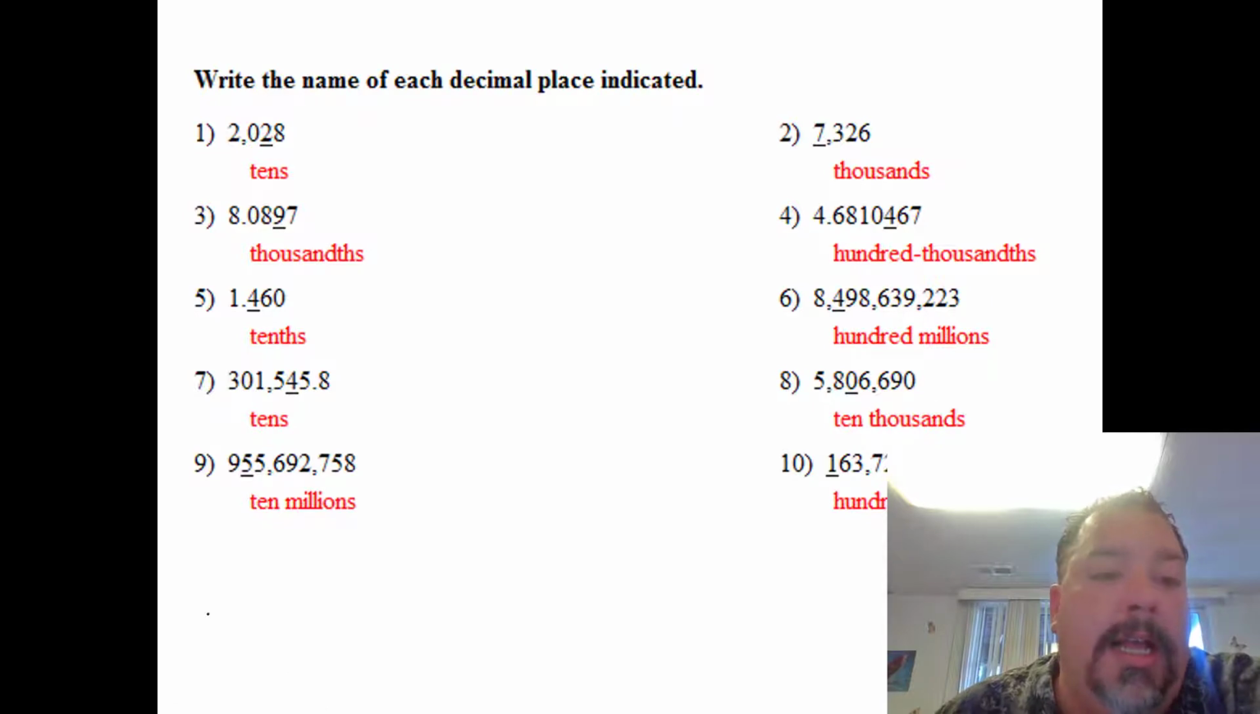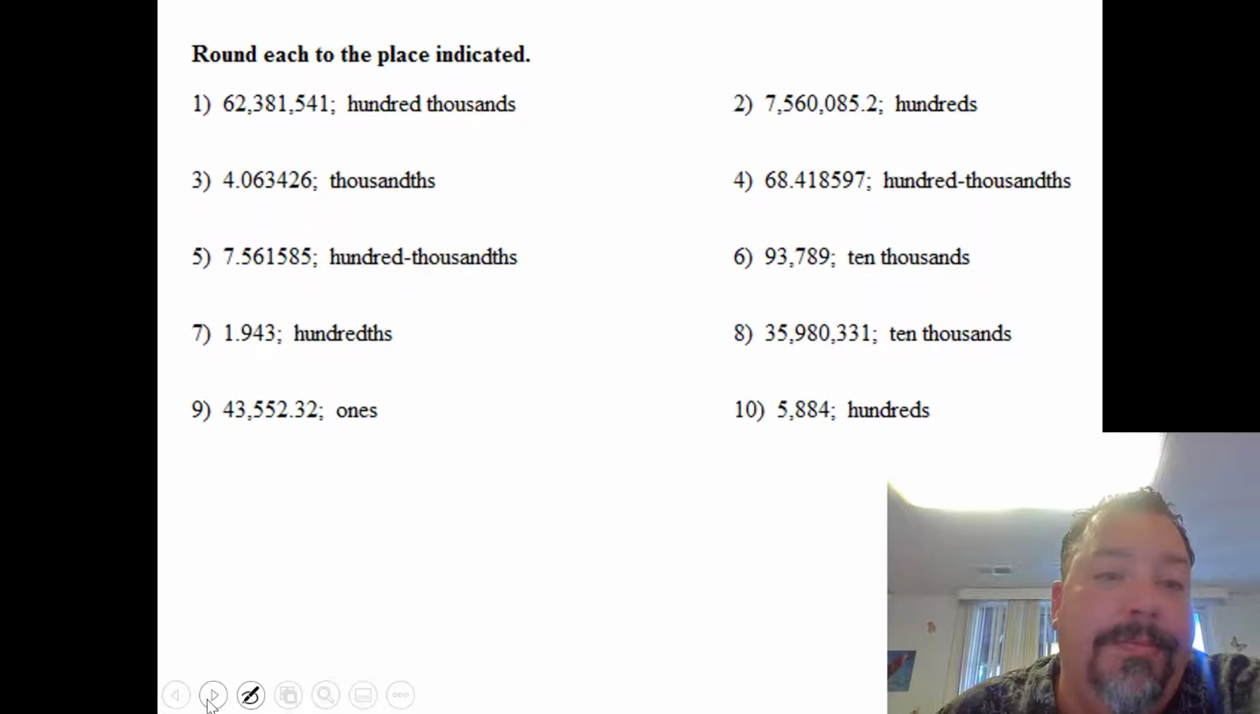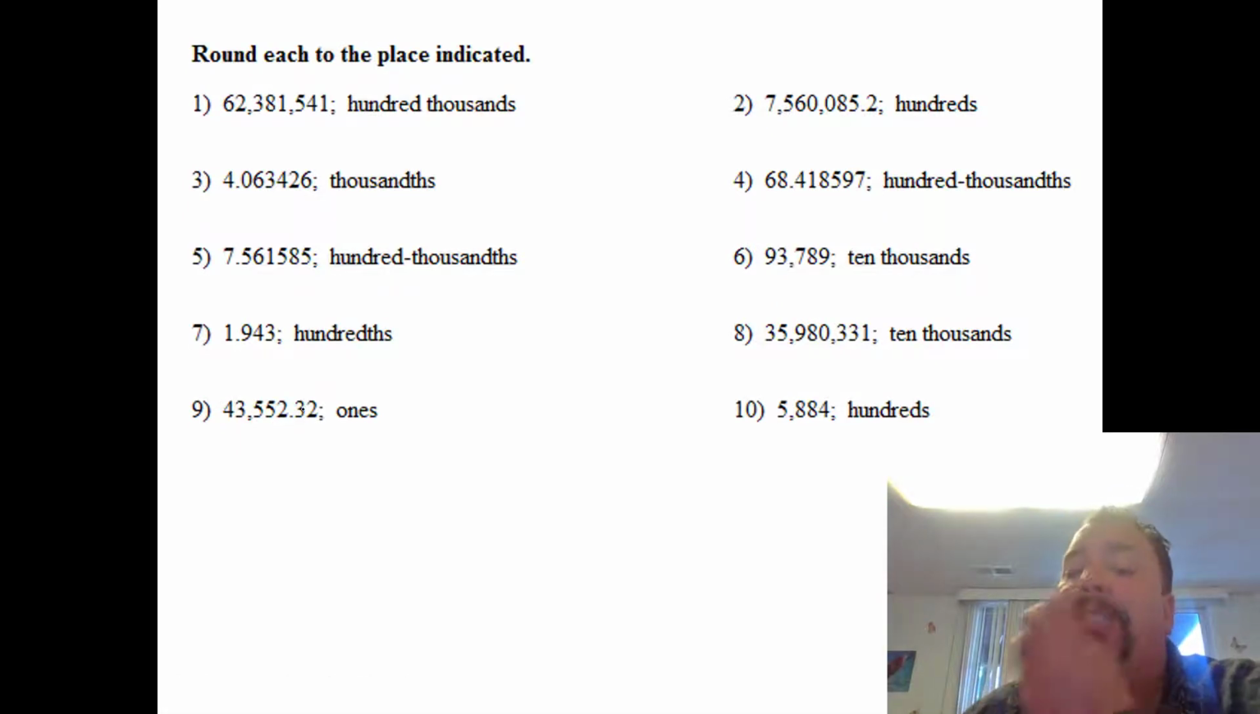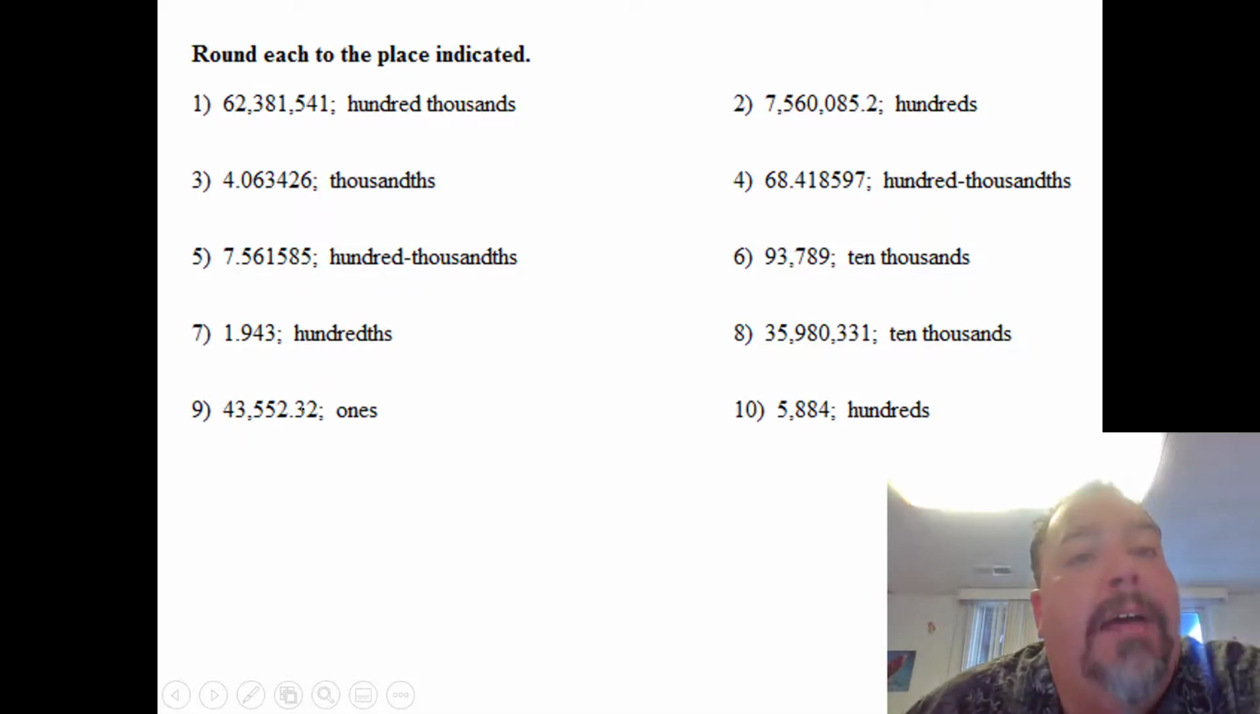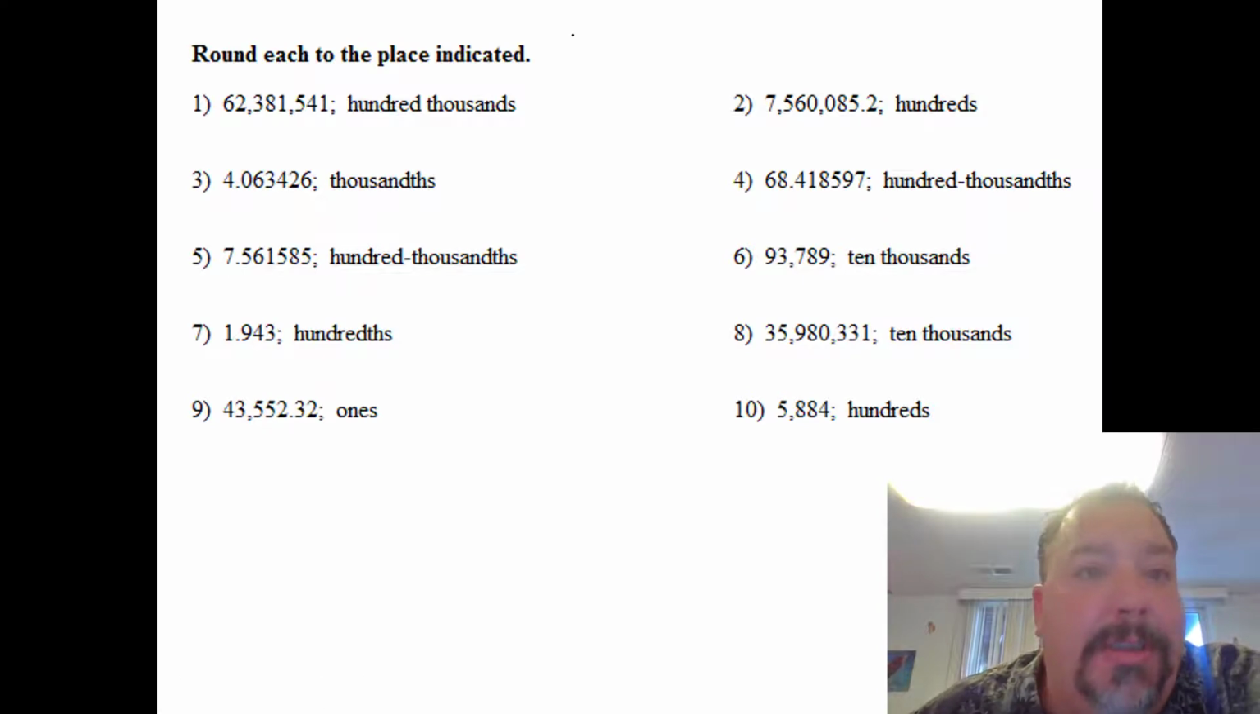Okay. And on the slideshow, you can see the answers to the other ones if you were working those out. Now we're going to do some rounding. So for rounding, here's what we're going to do. It tells us to round to a particular value.